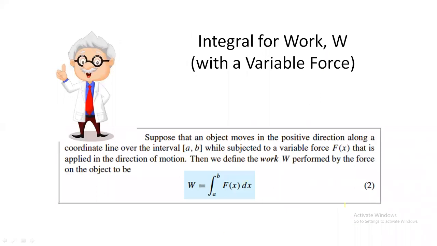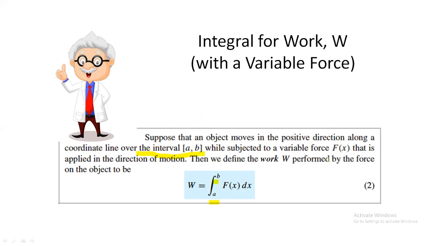This is now our formula. So suppose that an object moves in the positive direction along the coordinate line over the interval a to b, subjected to a variable force f of x that is applied in the direction of the motion. So the object moves in the direction of the force. So take note of this. Positive direction along the coordinate line over the interval a to b. So this interval a to b now comprises the limits of your integration.